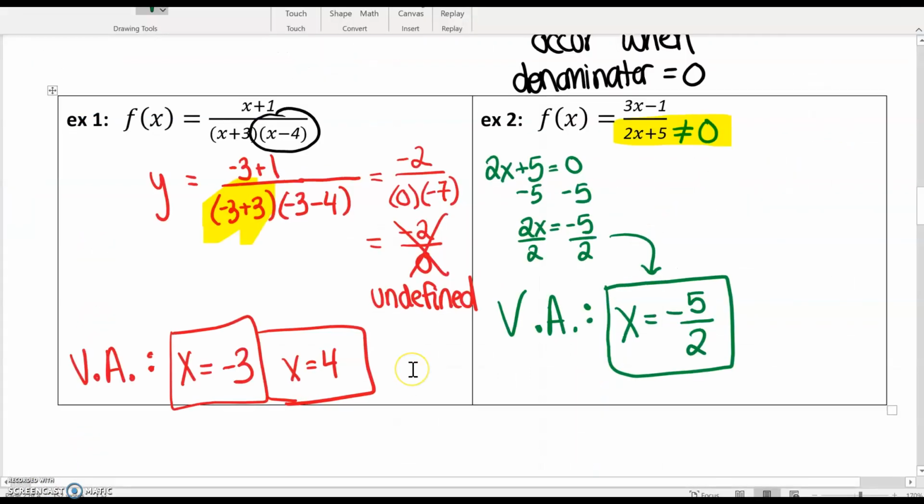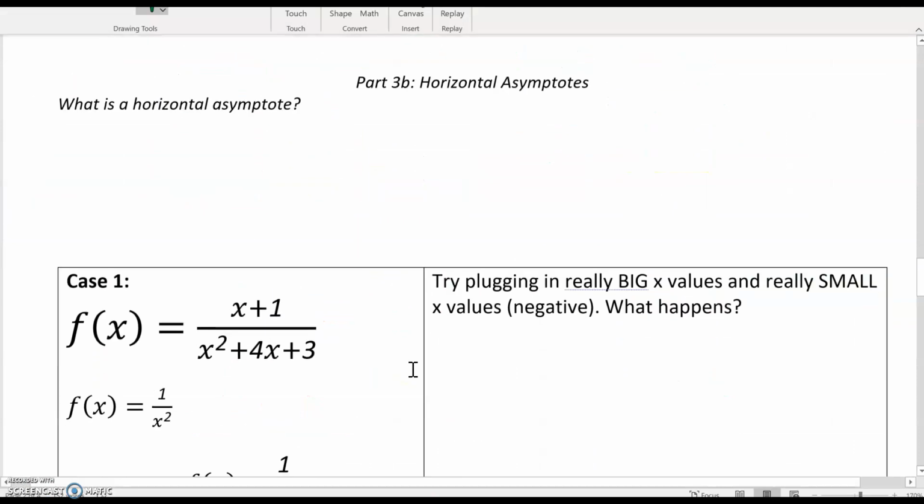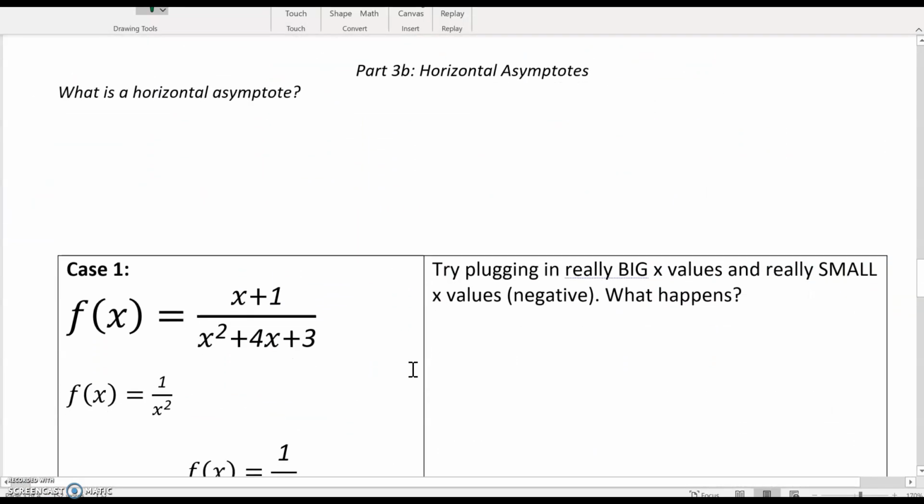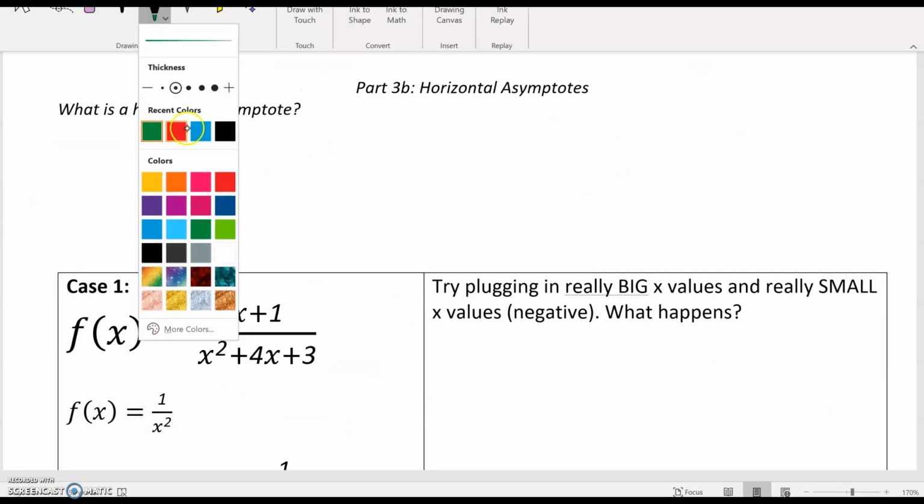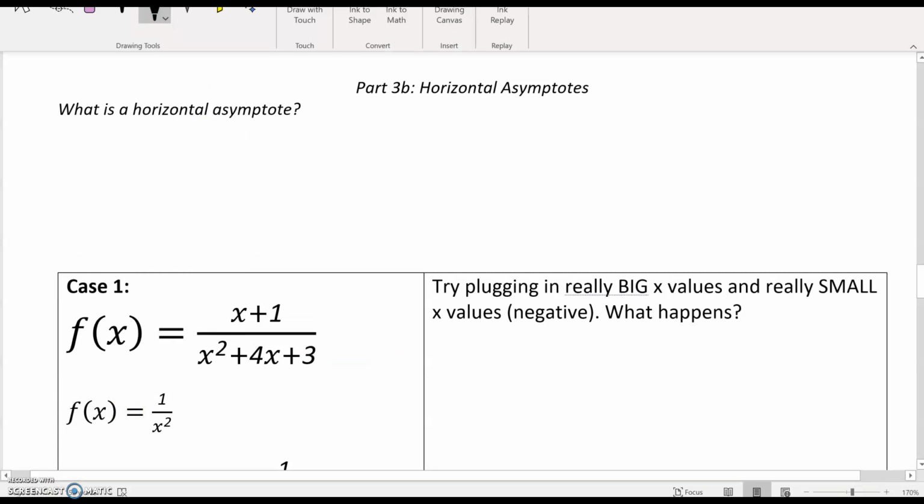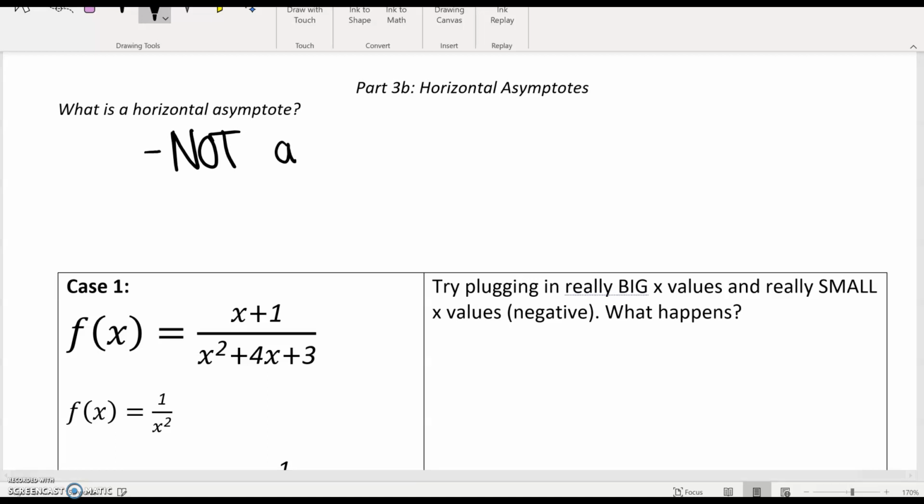Now that we've talked about vertical asymptotes, there's one other kind of asymptote, which is called a horizontal asymptote. A horizontal asymptote is also a boundary line. The difference is this is not an undefined value.